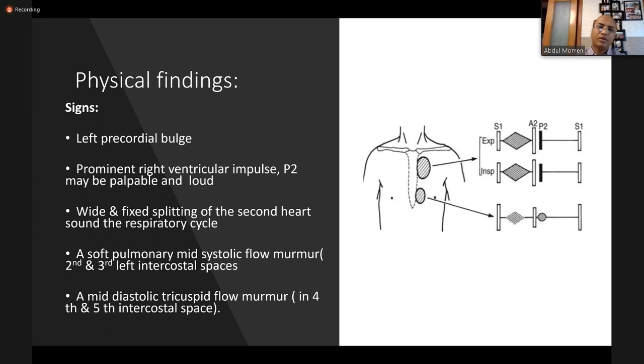So precordial bulge, precordium may be bulged, especially in children. Prominent right ventricle, P2 may be loud, ejection systolic murmur grade 3. There is no grade 4 murmur. So grade 4 murmur, ASD murmur usually should not produce any grade above 3. And there may be features of pulmonary tricuspid regurgitation murmur in the lower part.